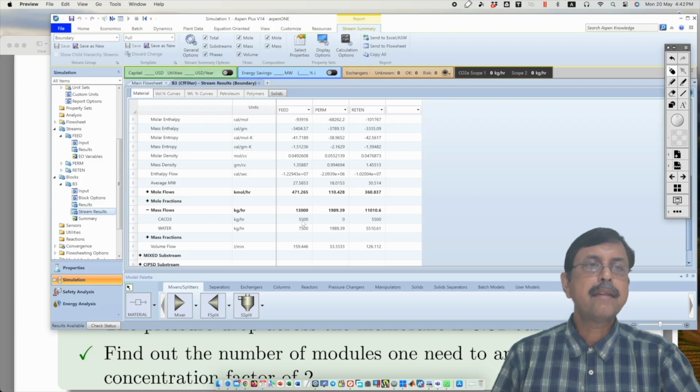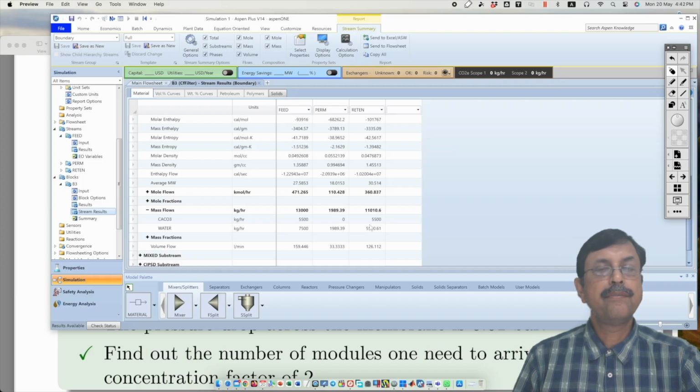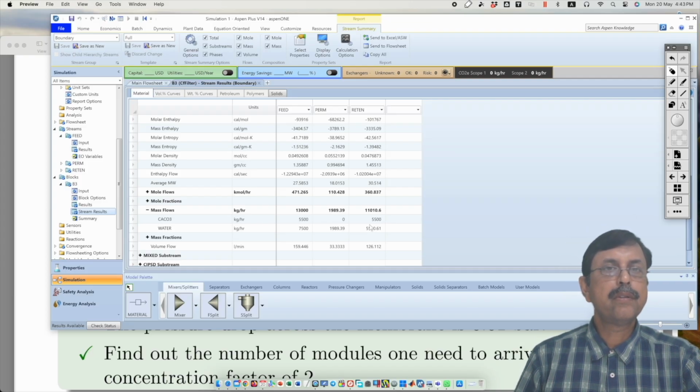So entire solid is going in the retentate. Out of 7,500 kg of water, only around 2,000 kg is going to permeate. Rest of the thing is going to the retentate. So the amount of permeate flow is very less. So if we use more number of modules, then we can arrive at a better result.